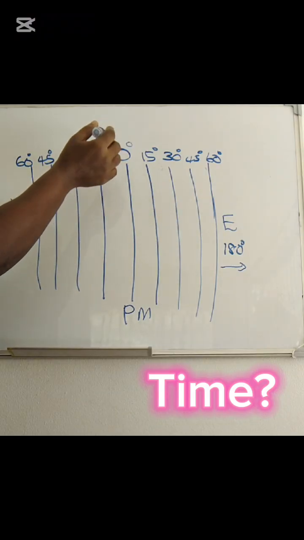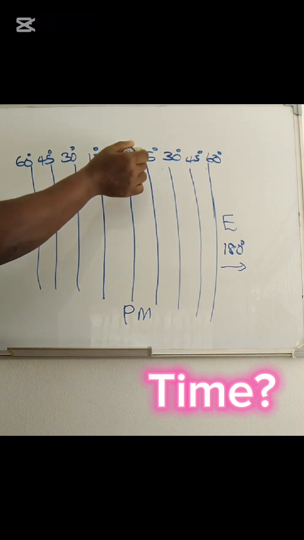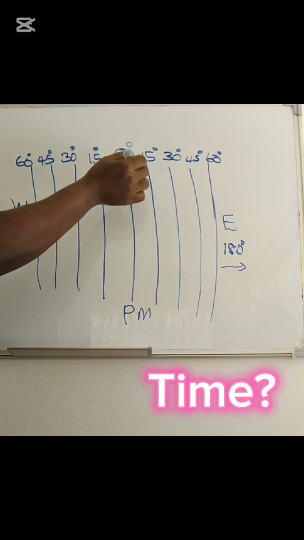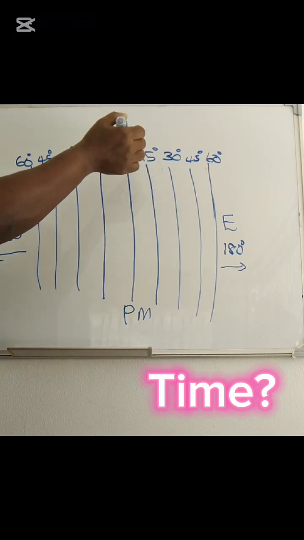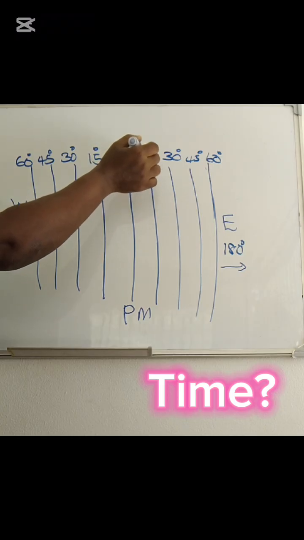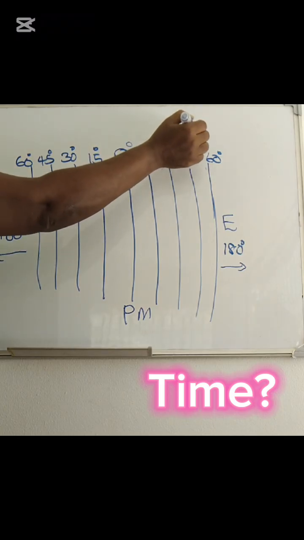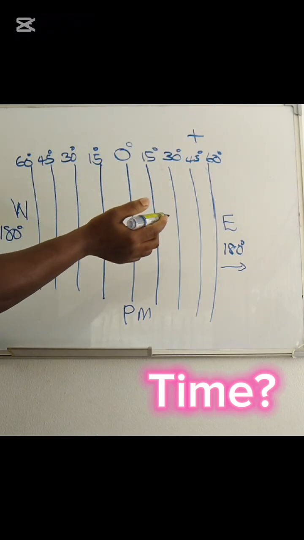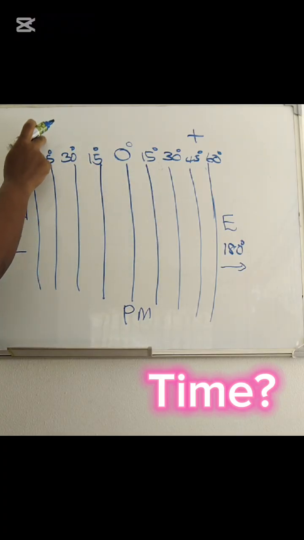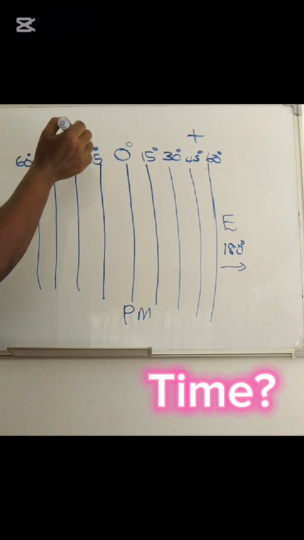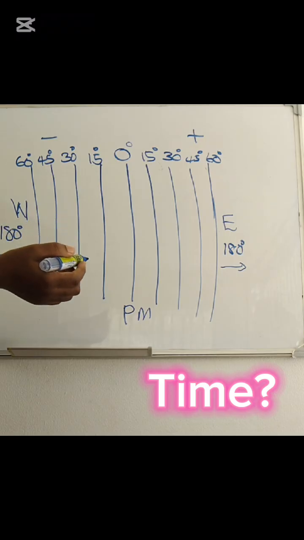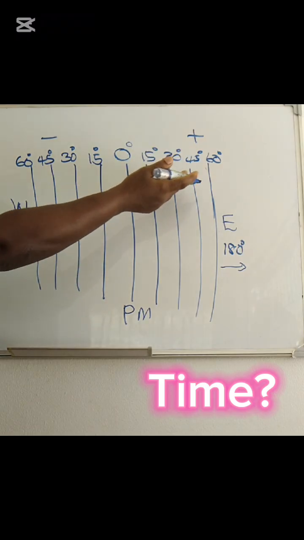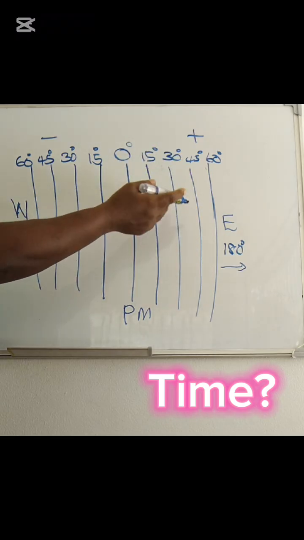Okay, so we said that for every 15 degrees there is 1 hour. So going towards the east, 1 hour is added for every 15 degrees. So I put a plus sign there. Okay, going toward the west, 1 hour is subtracted for every 15 degrees, because the places in the east actually see the sun first, okay?